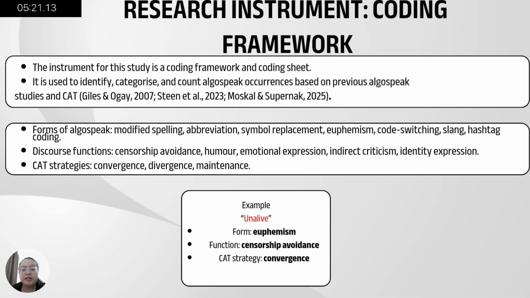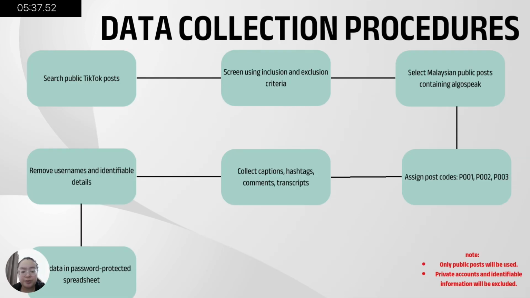The instrument is a coding framework and coding sheet. The coding framework has three parts: forms of AlgoSpeak, discourse functions, and CAT strategies. For example, "unalive" can be coded as euphemism for form, censorship avoidance for function, and convergence for CAT strategy.